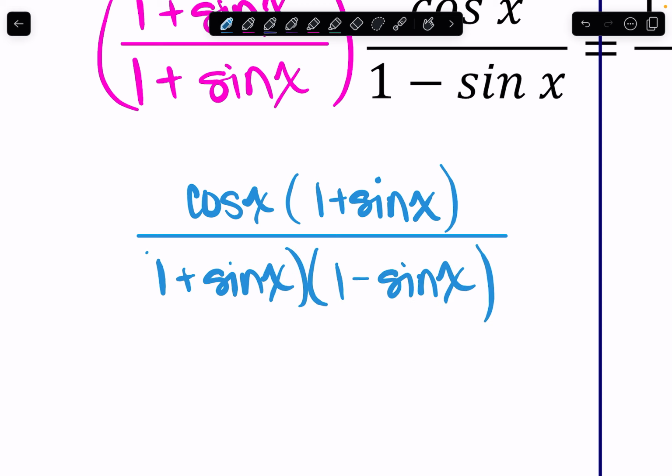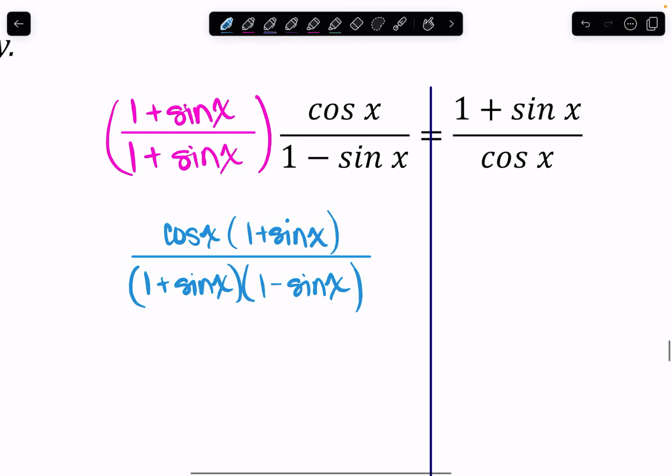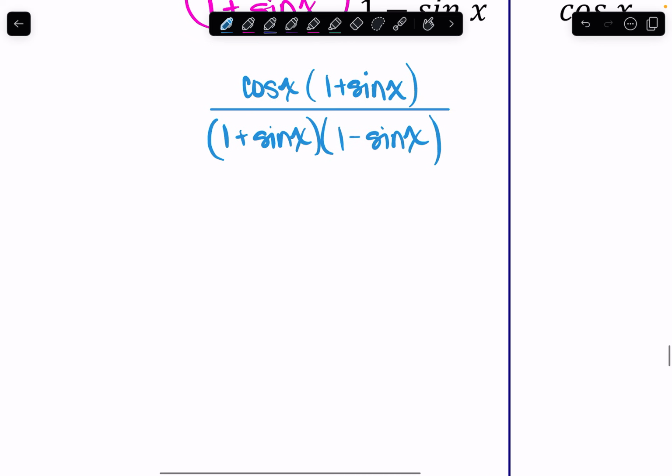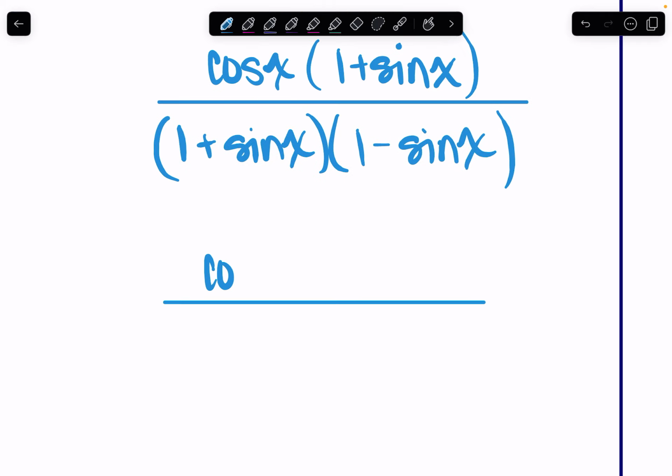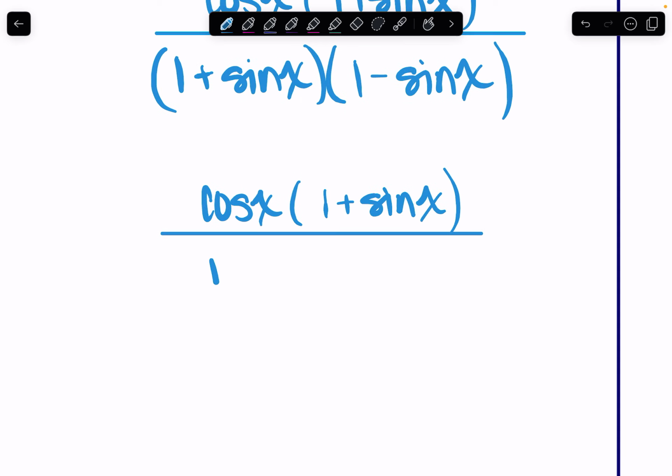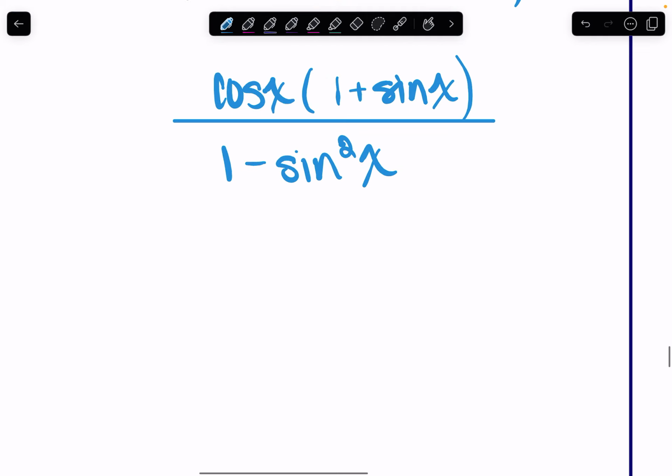So again, you always want to know where you're trying to go. If I look at the right side, I'd want to leave that denominator factored because the 1 plus sine x is where I need to be. So now I'm going to go to the denominator and I'm going to FOIL it out. So cosine x, 1 plus sine x, don't touch it. FOIL: first, difference of squares, 1. Outside, inside drops. Last, negative sine squared x.